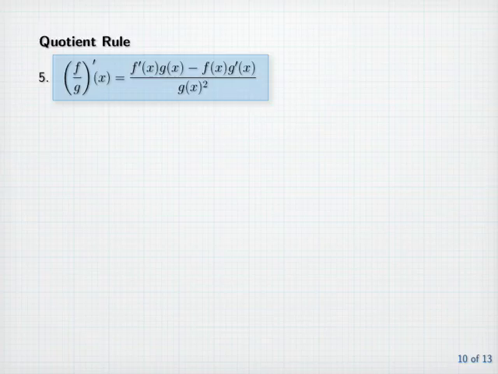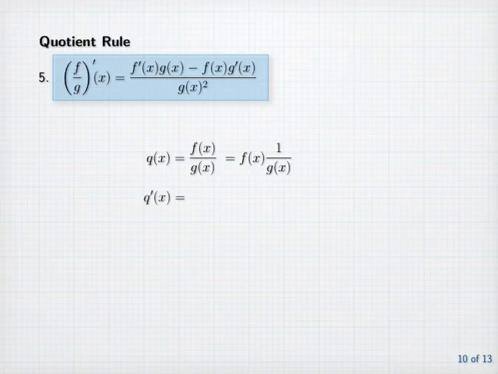Now let's have a look at why this works. Let q of x equal f of x divided by g of x. Now this can be written as a product of f of x times 1 over g of x. So we can differentiate this with the product rule.